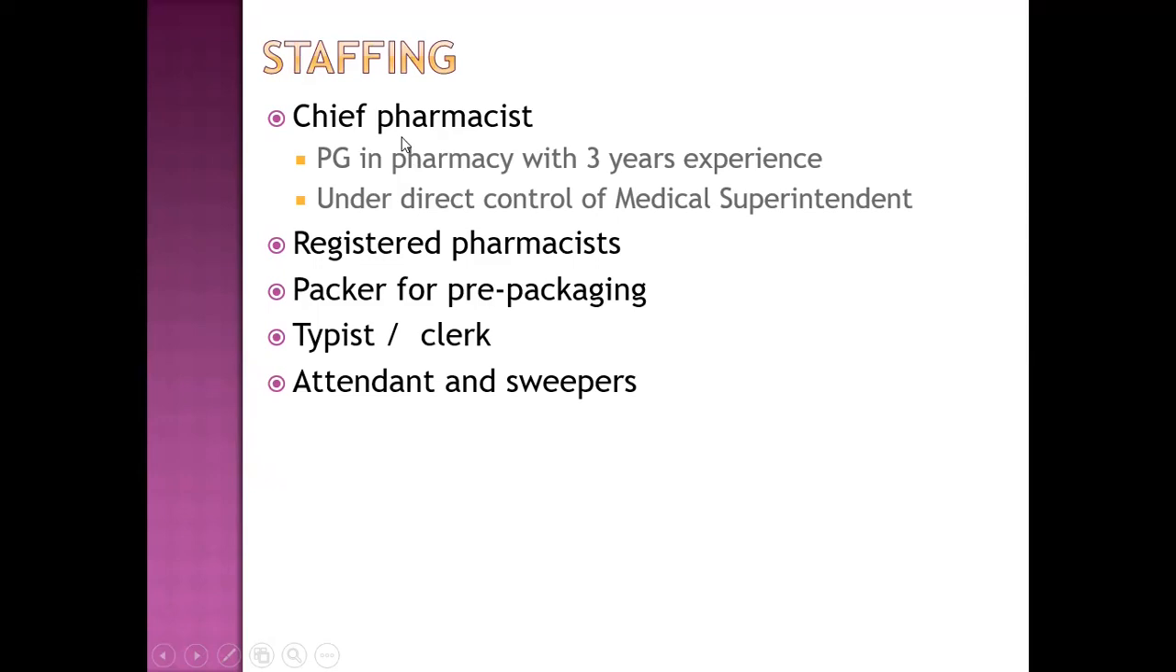It should have a chief pharmacist. Chief pharmacist should be postgraduate in pharmacy with 3 years experience. He works under direct control of medical superintendent. Then there are one or more registered pharmacists. Then there are packers for pre-packaging. There are typists and clerk, and there are attendants and sweepers. So this is staffing of hospital pharmacy.